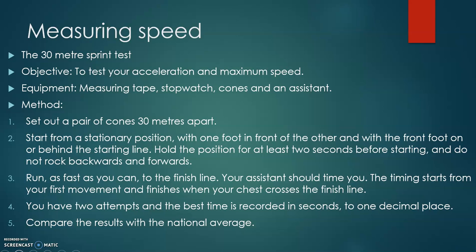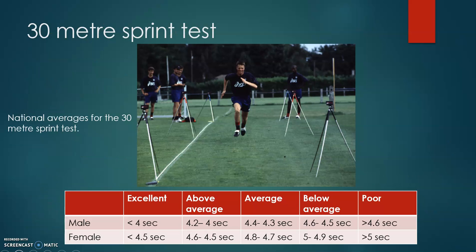You run as fast as you can to the finish line. Your assistant should time you. The timing starts from your first movement and finishes when your chest crosses the finish line. You have 2 attempts and the best time is recorded. So it's basically how fast you can run the 30 meters.